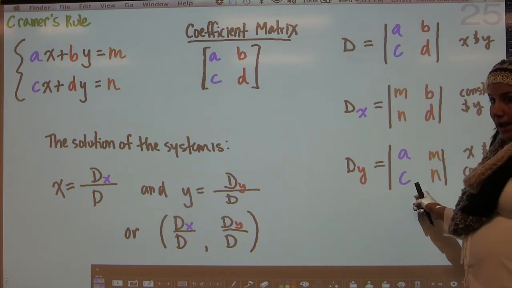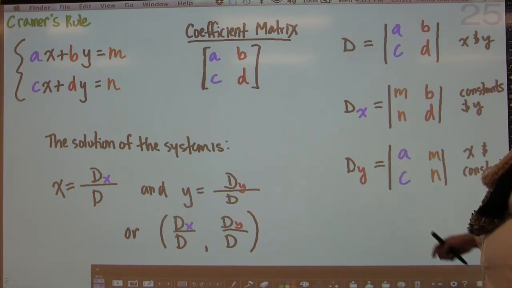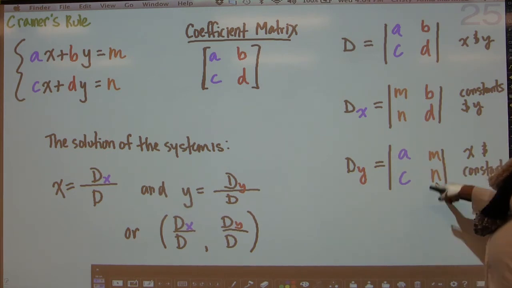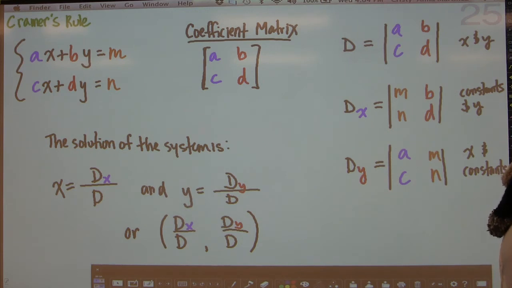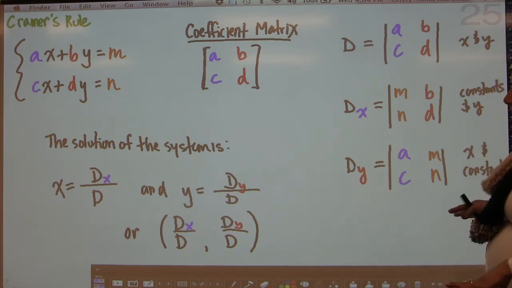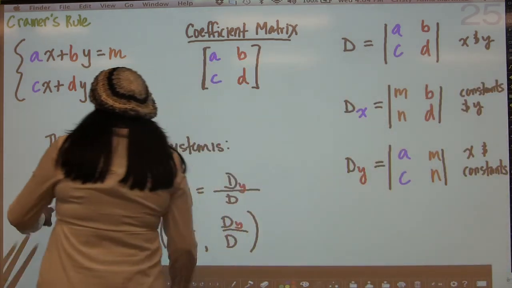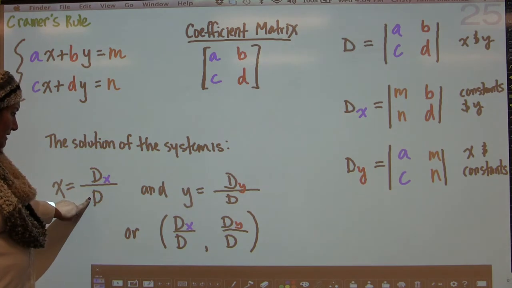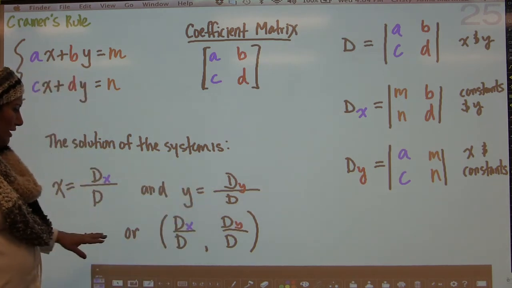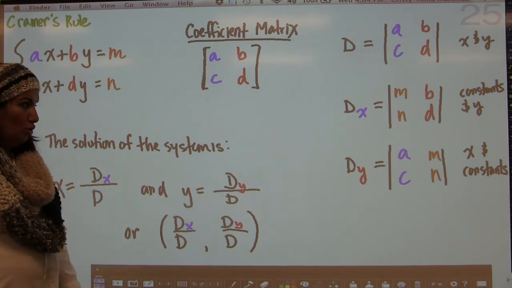And the D sub y is the reverse of that. So you leave the x, and then you replace the y coefficients with the constant column, and then calculate its determinant. So if you do all that, then the solution of the system is going to be, for the x coordinate, Dx divided by D, and for y, Dy divided by D, or you can put it in our normal form. When we solve a system, we always put it as an ordered pair, so that's just the ordered pair form.